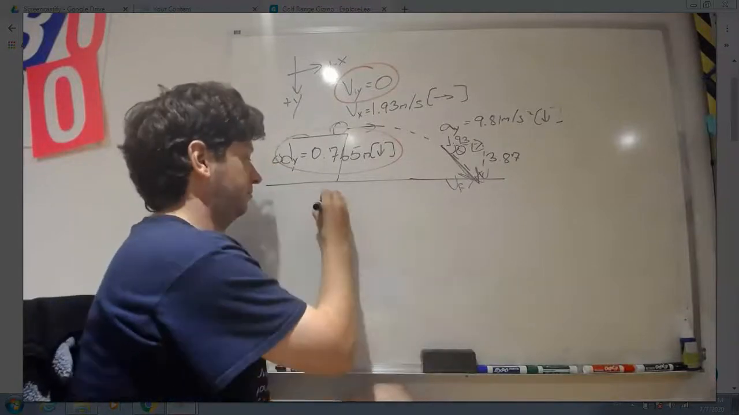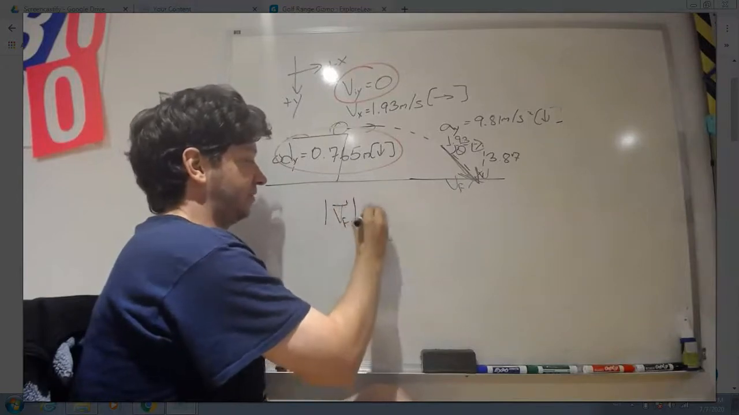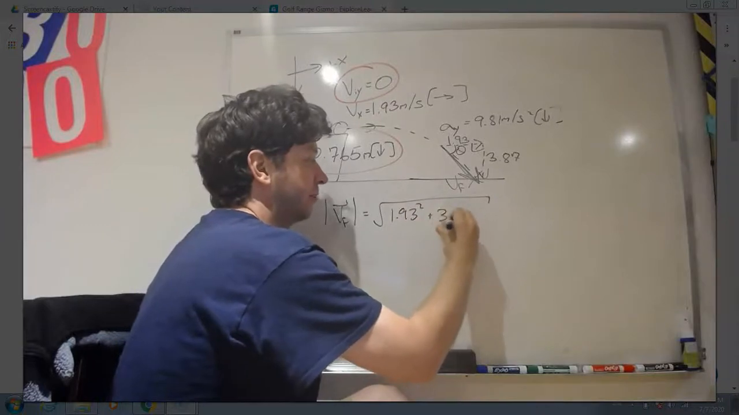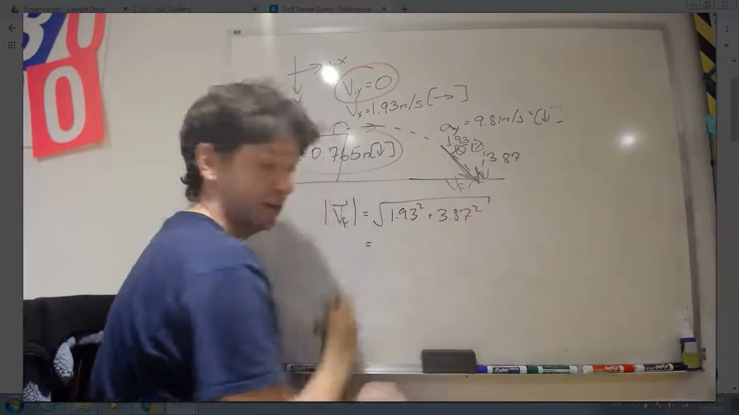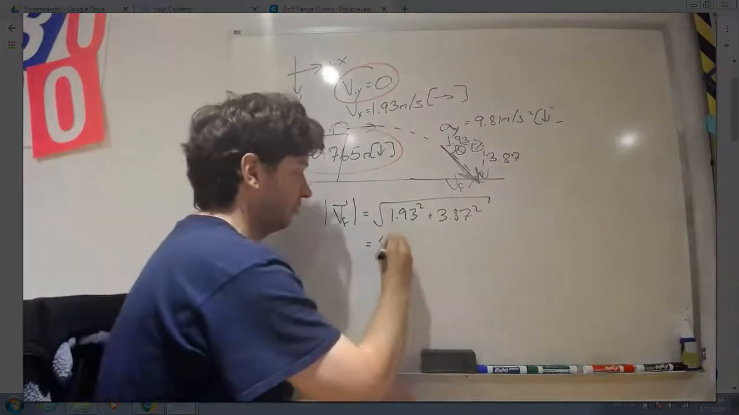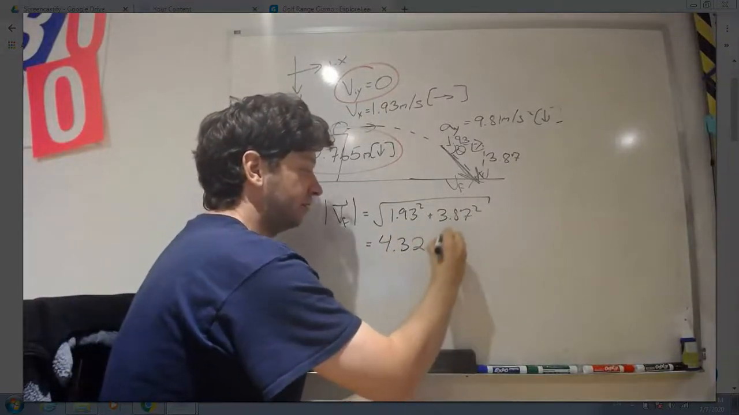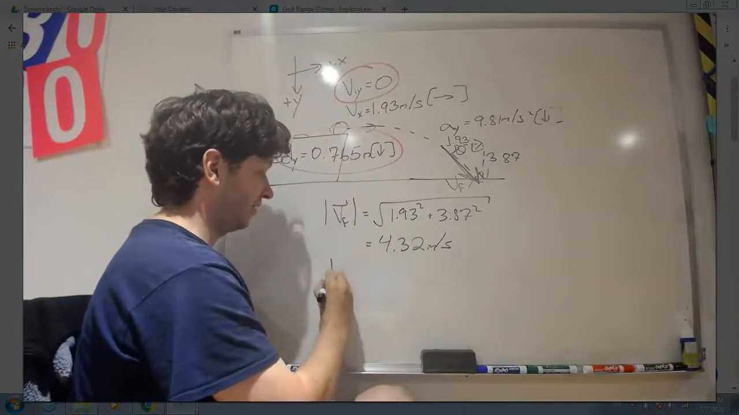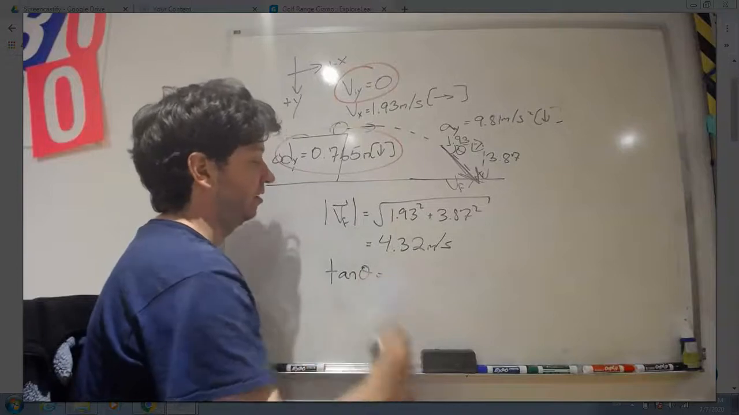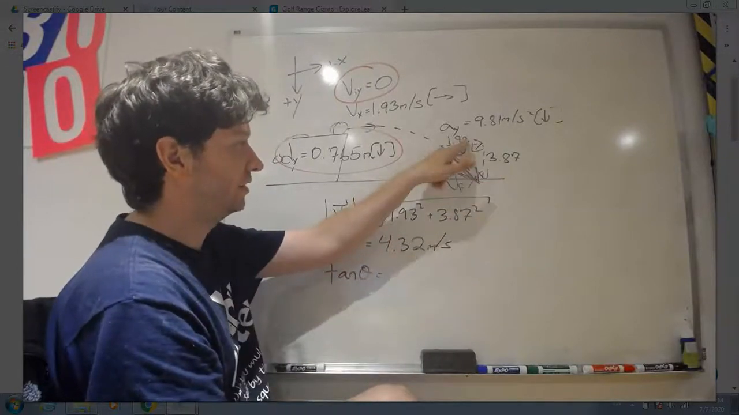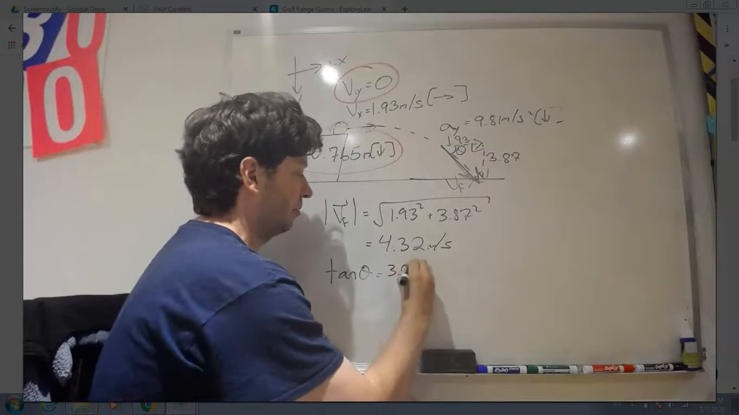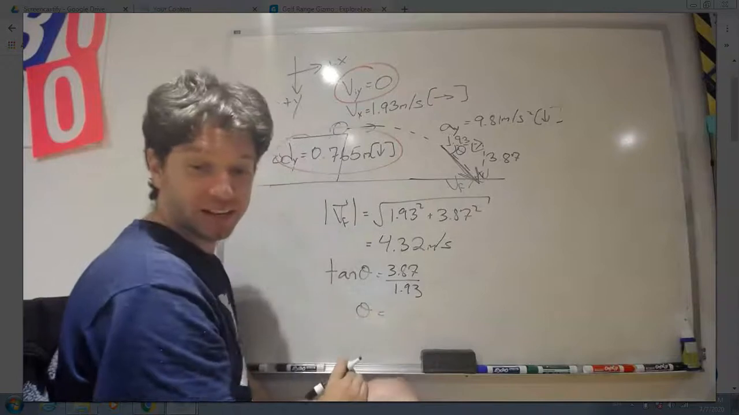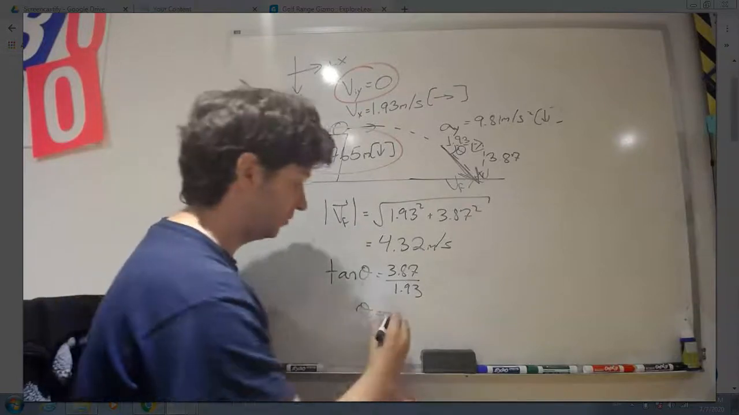All right, so let's solve for the magnitude of that final velocity. Take the square root of 1.93 squared plus 3.87 squared, and we get 4.32. So there's our final, well, magnitude of our final velocity anyways. But now we need to solve for the angle. So tan theta was opposite over adjacent. So 3.87 over 1.93. And we can solve for theta to be 63 degrees.